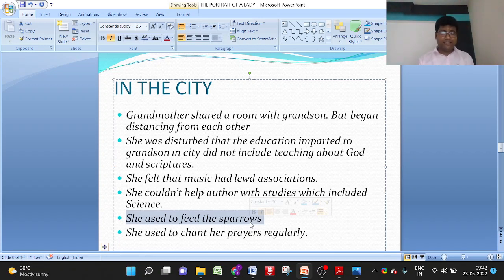Now, in urban life, she doesn't get any dog. Now she feeds breadcrumbs to the sparrows. But one thing that didn't change with time was the praying, being silent. The more she passed her days in the city, the more religious she became.